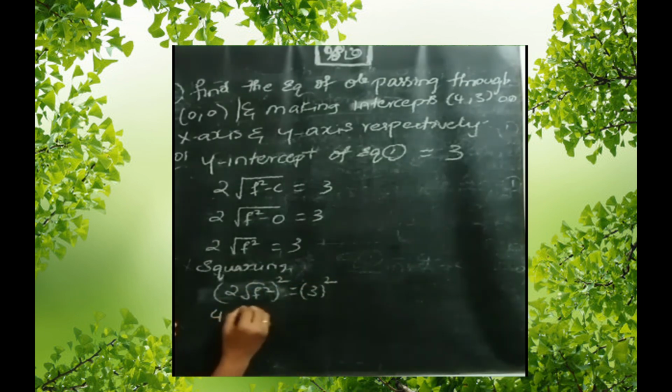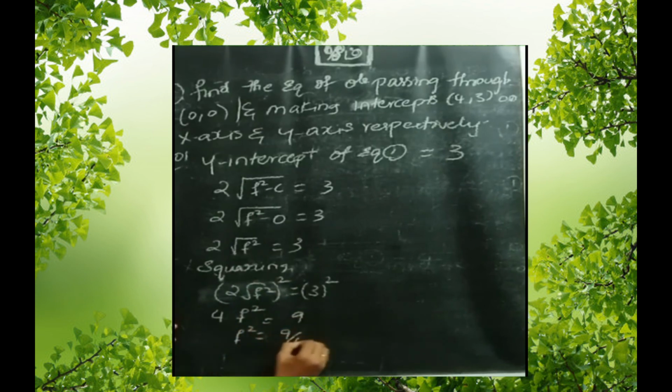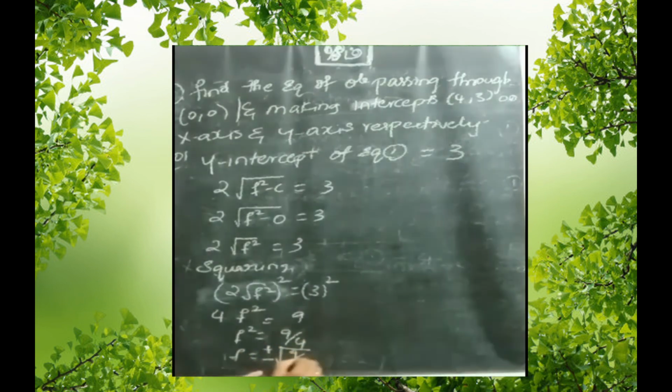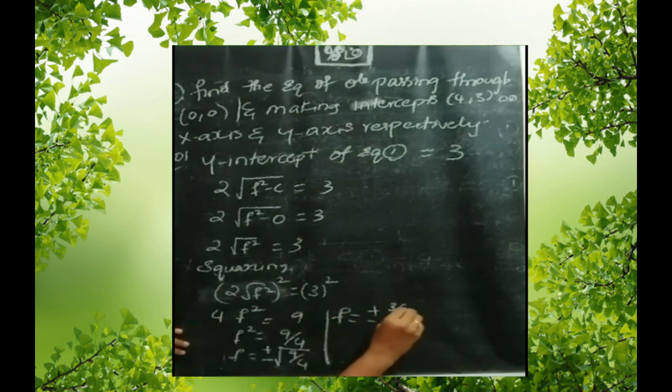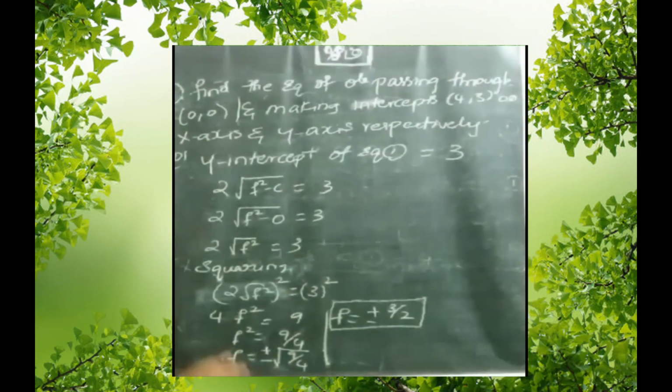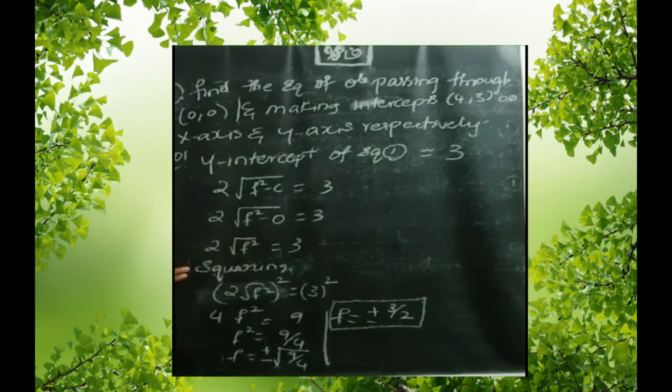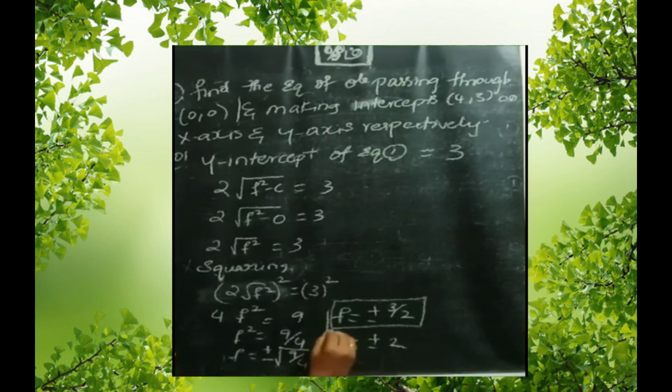So, 4 into f square, that means the root will be cancelled here, and 4f square equals 9, so f square equals 9 by 4. f equals, if the root goes to that side, it becomes plus or minus, so f equals plus or minus 3 by 2. And the same for g also, plus or minus 2. Don't directly cancel here. You have to do squaring, then after that you have to write plus or minus.